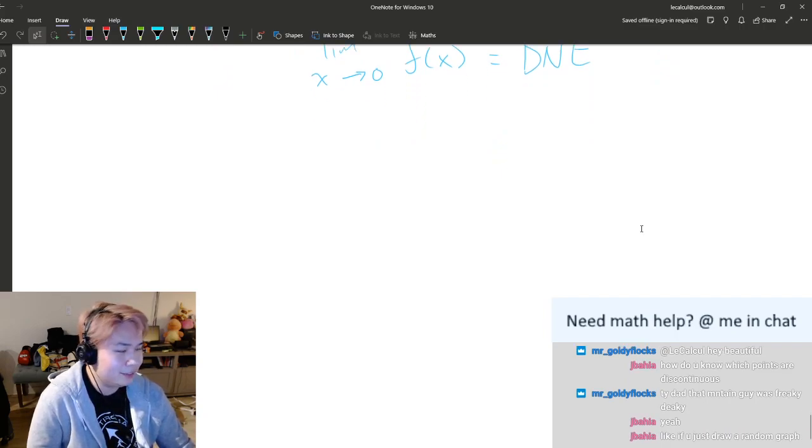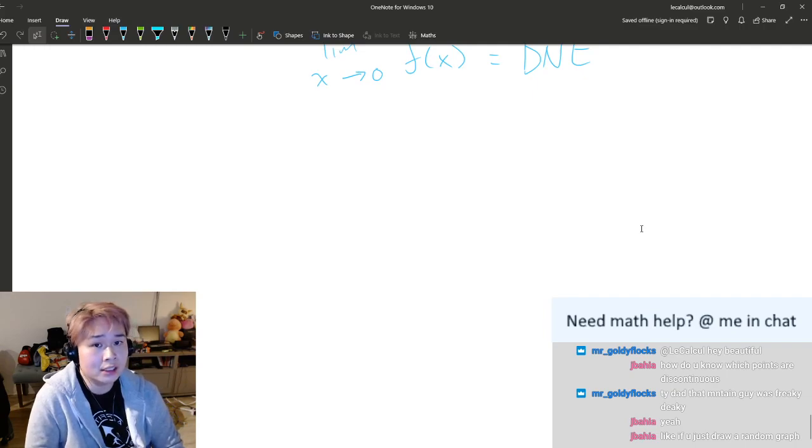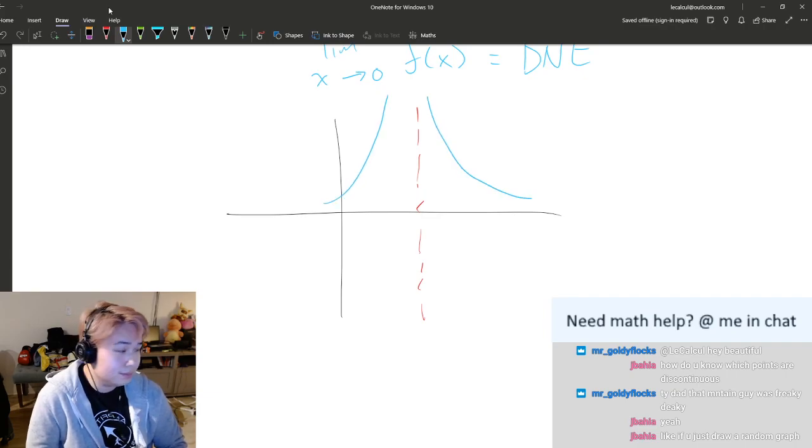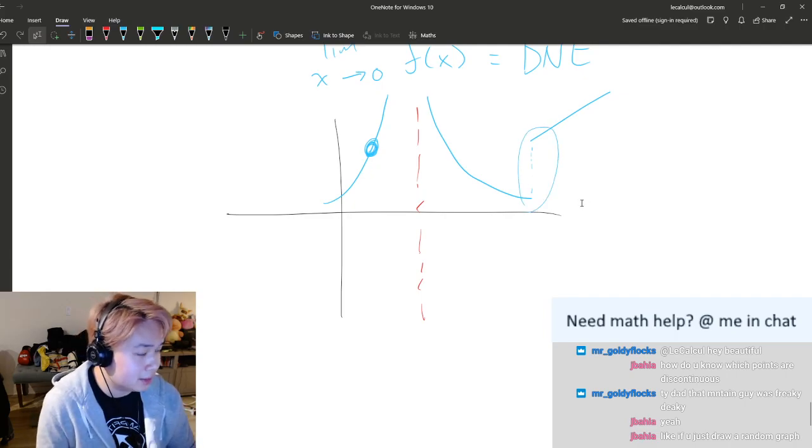Like if you just draw a random graph, okay, well you know what points of discontinuity are. If you have vertical asymptotes, then you have a discontinuity there. So that's one. If you have a hole, like an open circle, then that's a discontinuity. And then if your graph all of a sudden just jumps, then you also have a discontinuity. These are the 3 discontinuities we talked about.